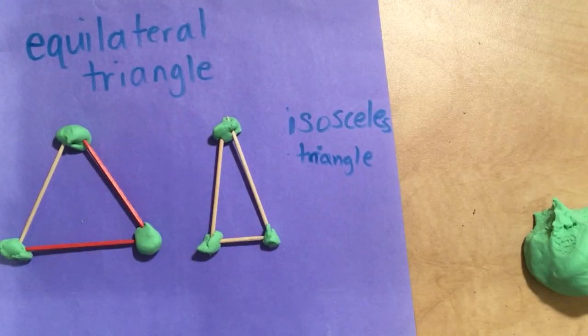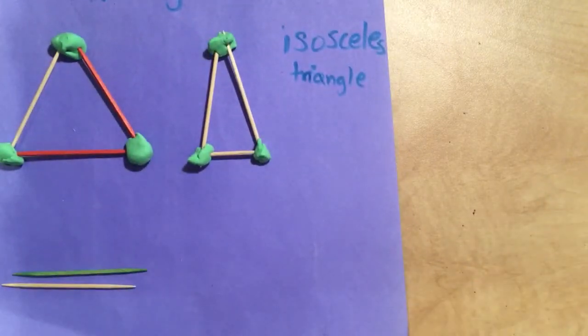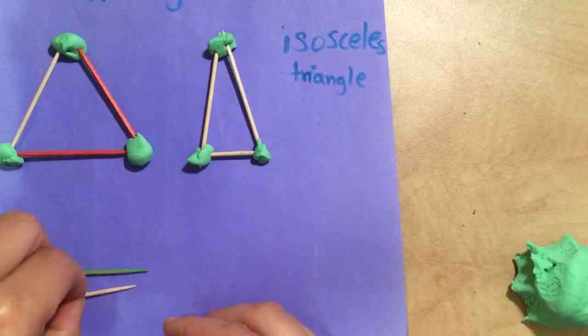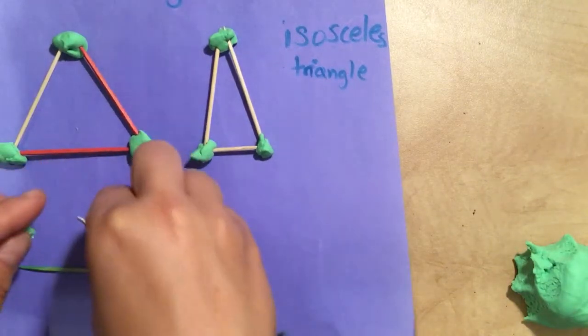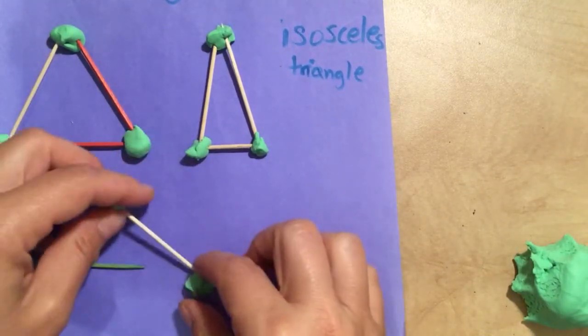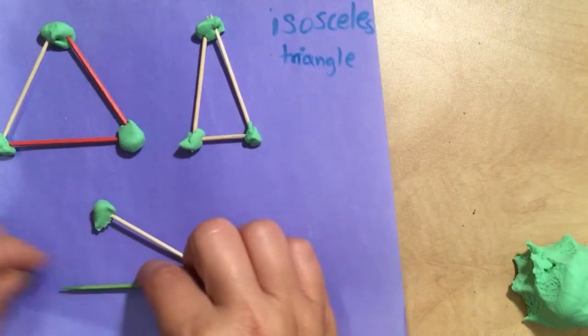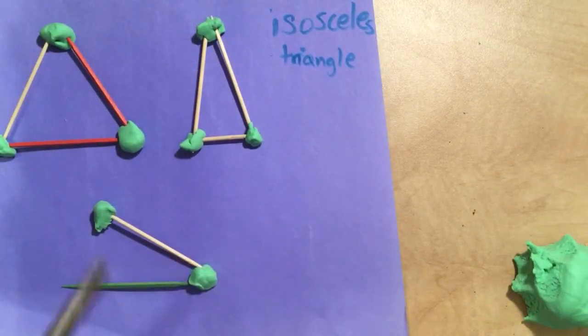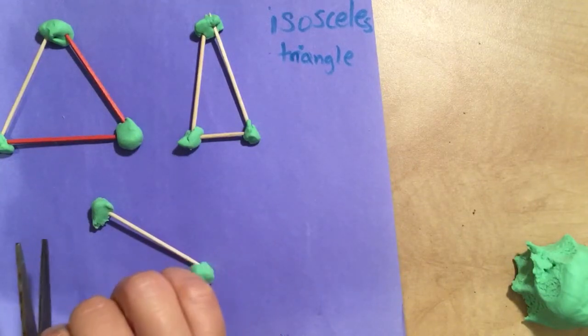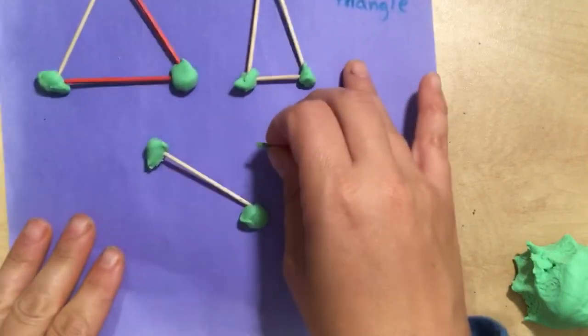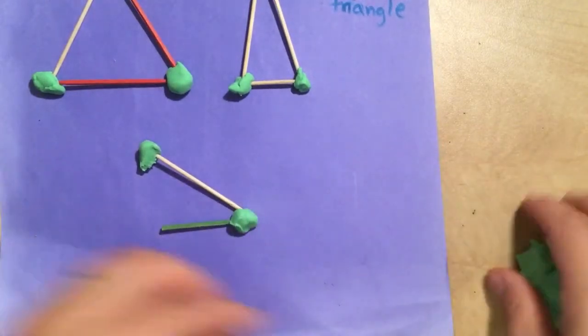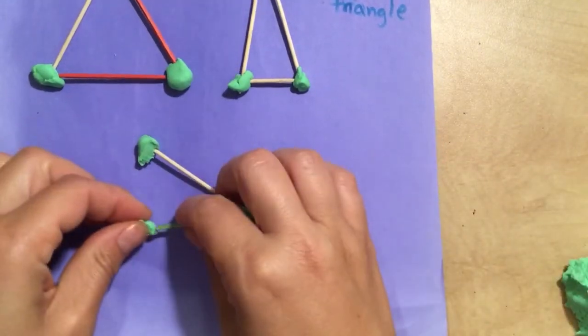And then I have another triangle. You don't need to know the name, but here's another way you can make a triangle. You have one really long side, and then this one, I'm going to cut the piece right here. There we go. And then there is another corner.